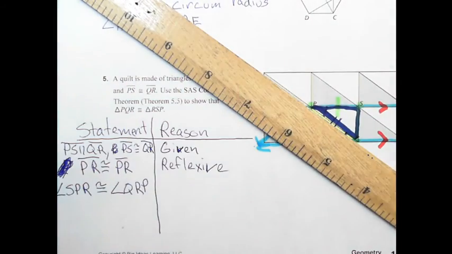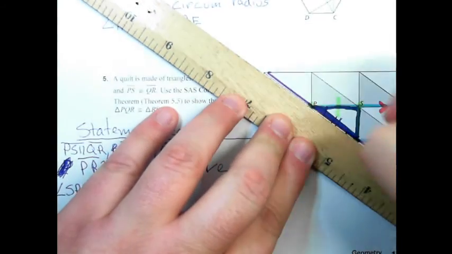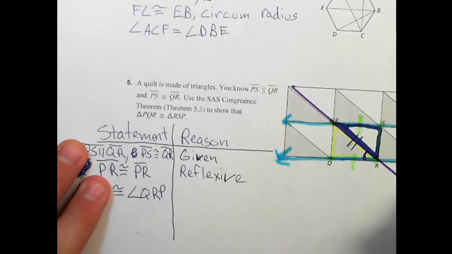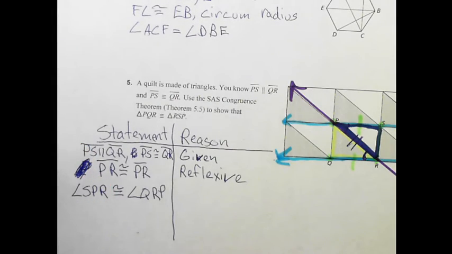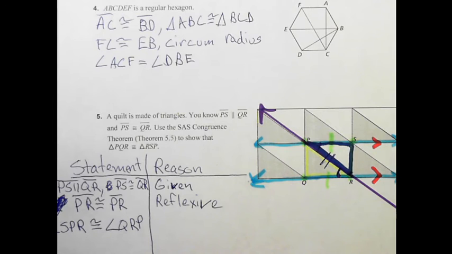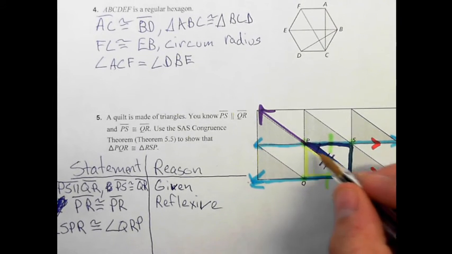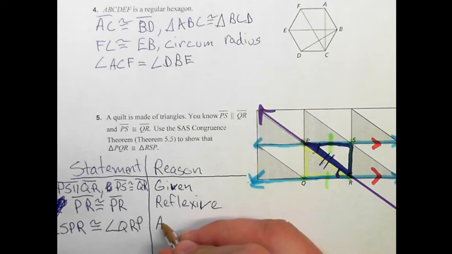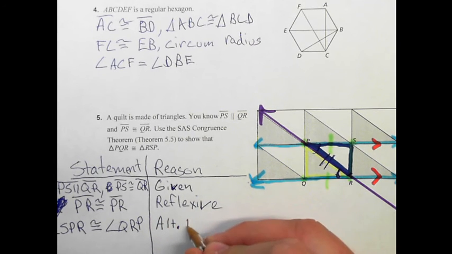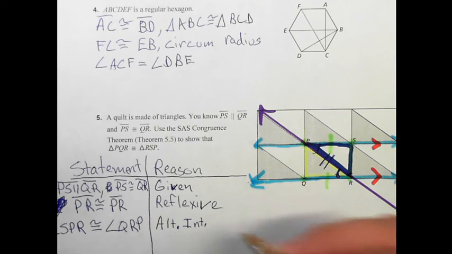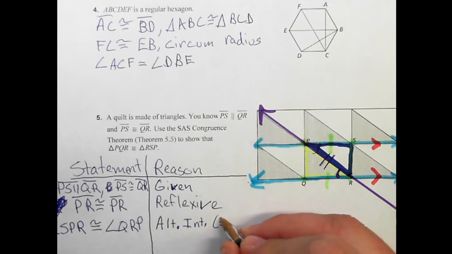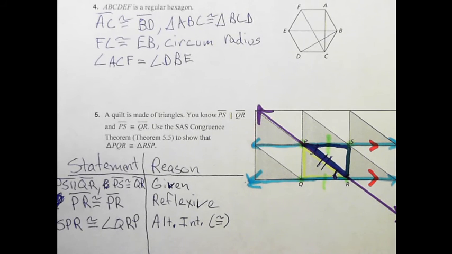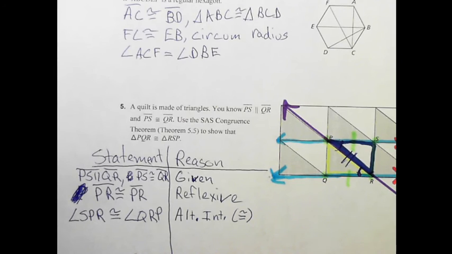I'm not quite sure. Well, think of it like this. If I were to extend this line, isn't that a transversal crossing a set of parallel lines? And what would we call these angles? Aren't those alternate interior angles? And what do we know about alternate interior angles? They are congruent. So by the definition of those being alternate interior angles, those angles are congruent.